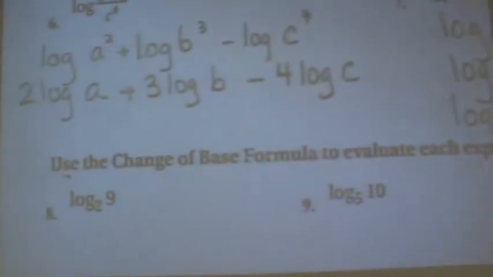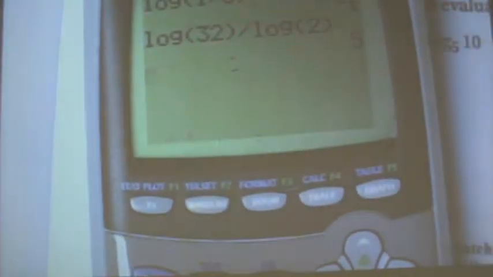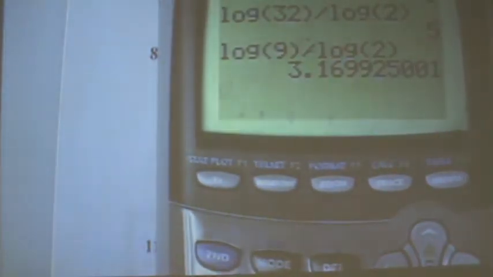Now these ones you're going to need your calculator. If you do this on a calculator and you don't have the Inspire, you're going to type in the log of 9 divided by the log of 2. So let's do that really quick. If you have the old calculators, you're going to do the log of 9 divided by the log of 2, and you get 3.17.